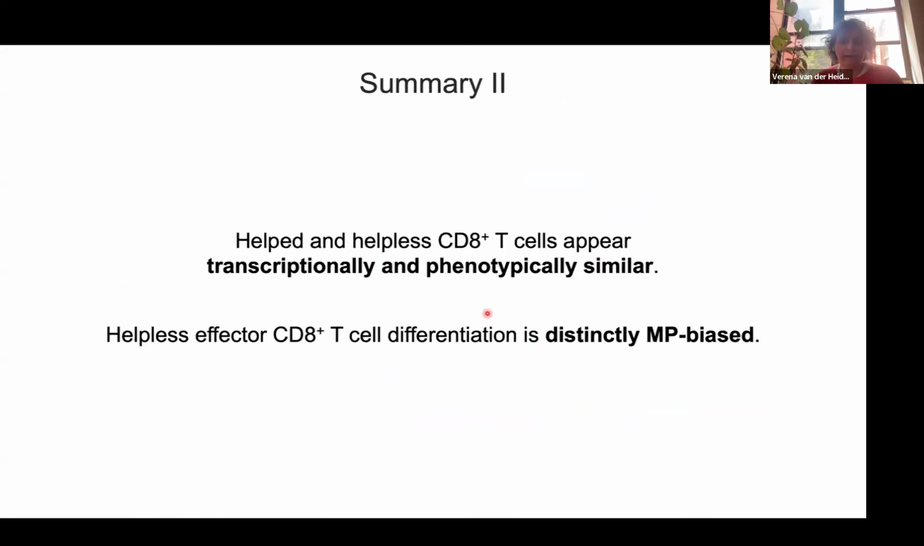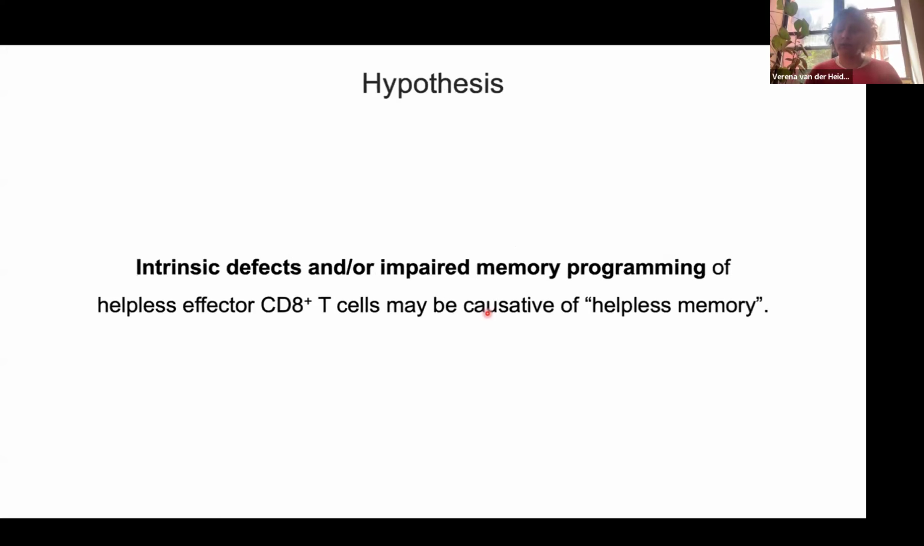This is a little bit surprising, I would say, but the summary that we got from this part of the project was that transcriptionally and phenotypically, effector cells, when they are helped or helpless, are very similar. And as I said, very surprising for us was that the effector differentiation was distinctly memory precursor biased. So in theory, these cells should become better memory T cells, but that's obviously not the case. So we were hypothesizing that it must be intrinsic defects or something in the memory programming that makes helpless effector T cells become worse and develop this helpless memory defect.